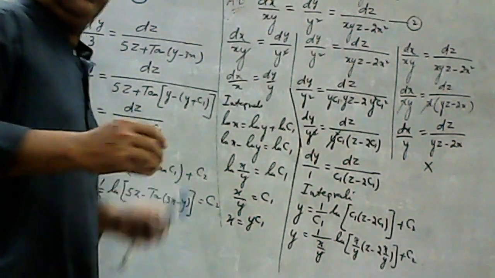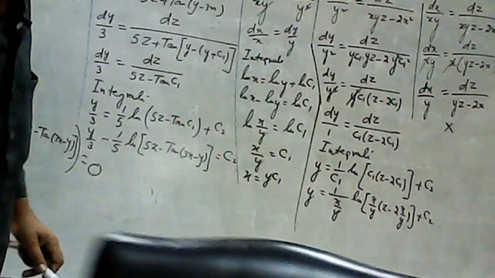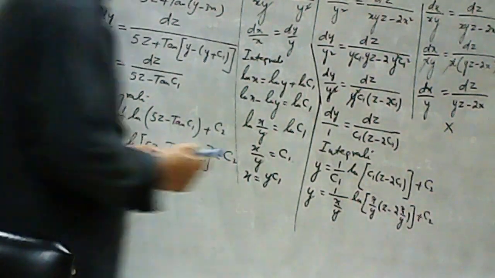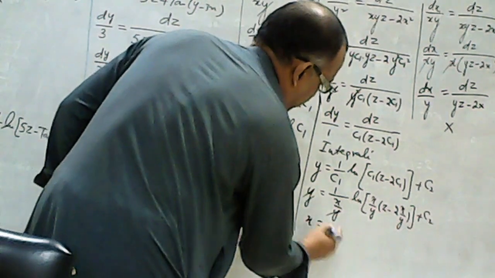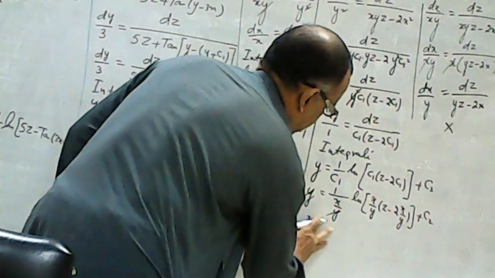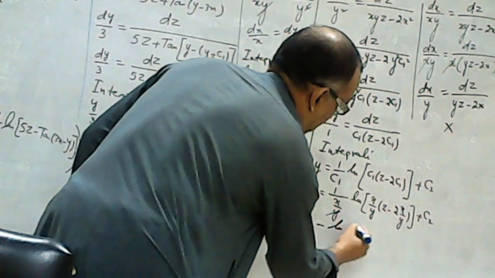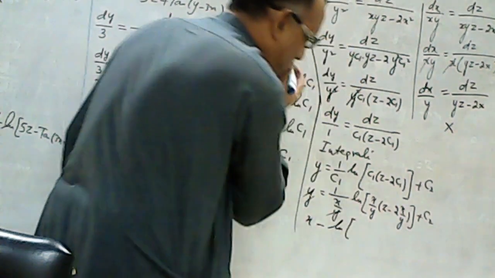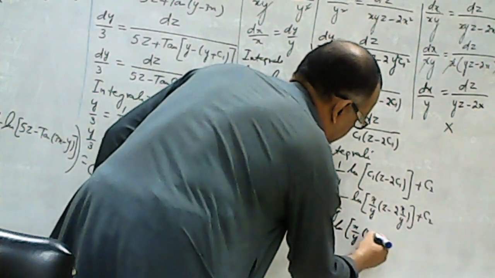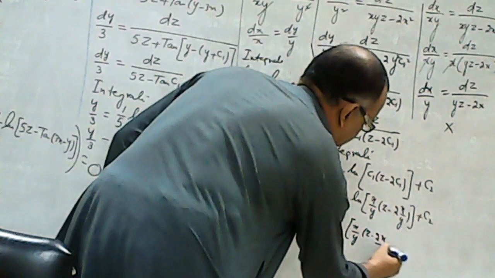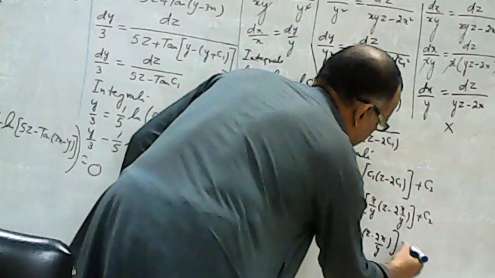So if you make a little bit of simplification, then I can cancel this y with this y. So x minus log of x upon y z minus 2x upon y is equal to C2.